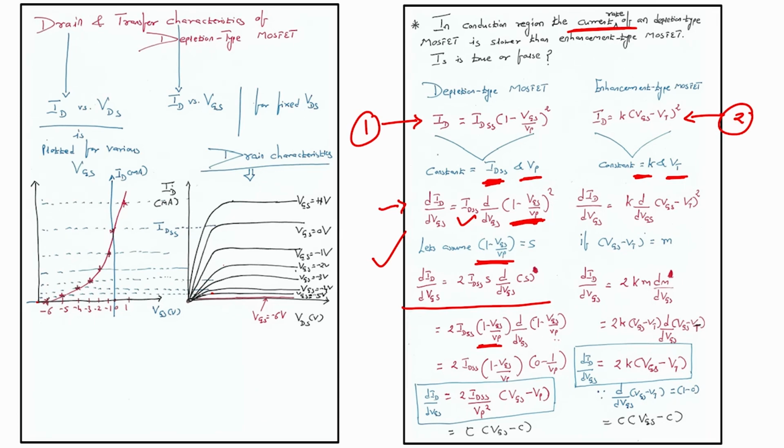So, if I further solve, the derivative of 1 is 0, and d by dVGS of VGS by VP will be minus 1 by VP. So, if I further solve this equation, dID by dVGS is 2 times IDSS. Now, you multiply this and this, and what you get is VP square, VGS minus VP.